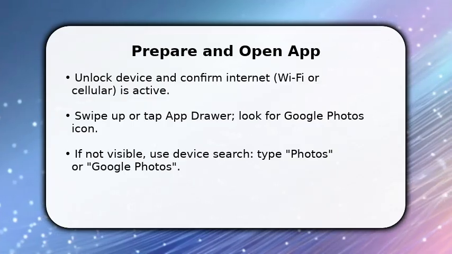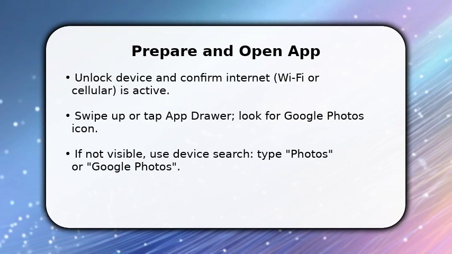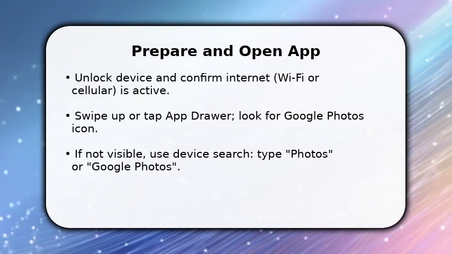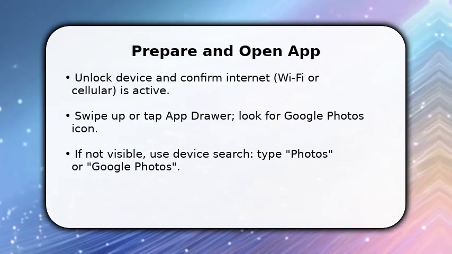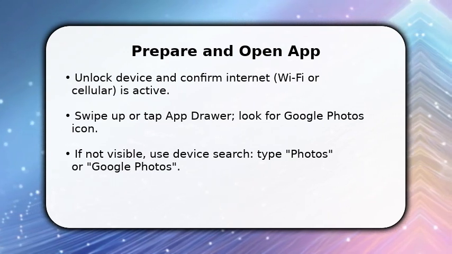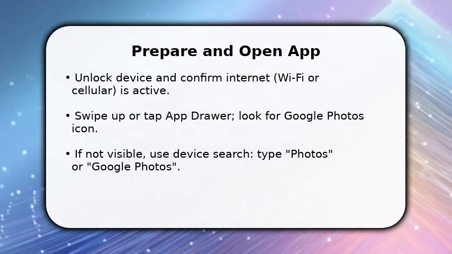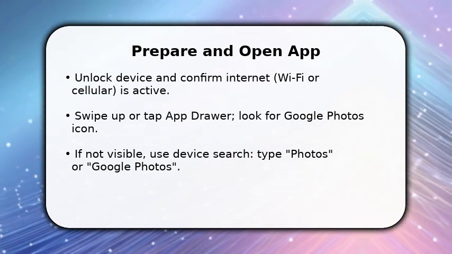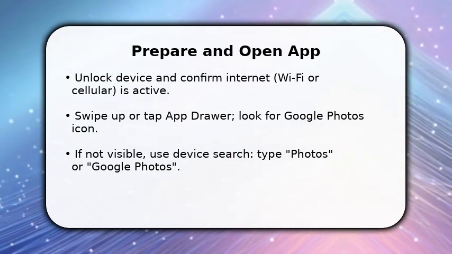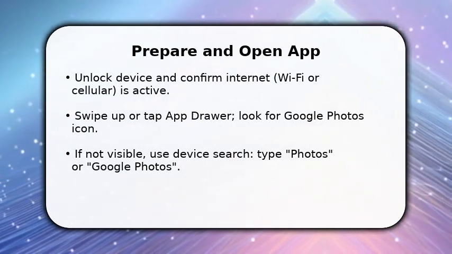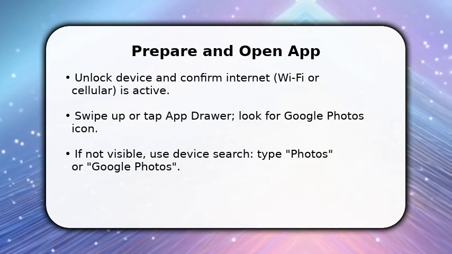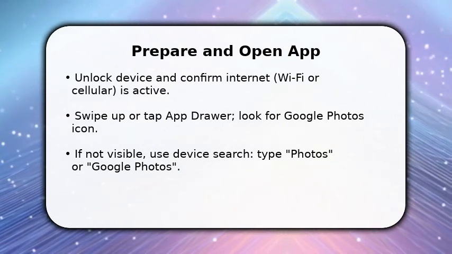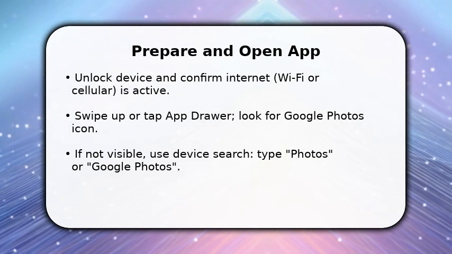You'll start by preparing your device and locating the app. Make sure you're unlocked and online because photos may load thumbnails from the cloud. Once done, swipe up or tap the app drawer and scan the icons visually. You're looking for a multicolored pinwheel labeled Google Photos. If you don't see it, use the device search field and type Photos. That directly surfaces the app so you can tap to open without wasting time.